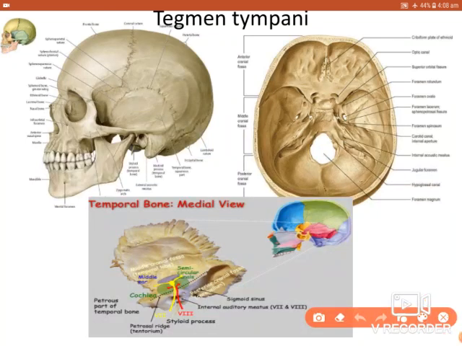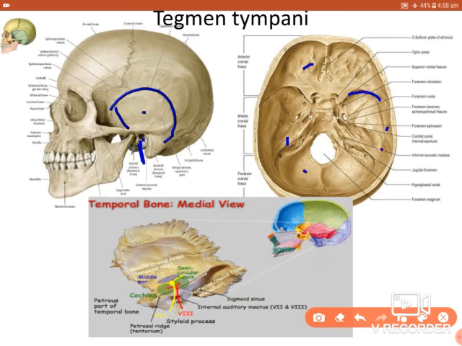Here in the skull lateral view, you can see this is the temporal bone. Here you can see this opening. This is the external acoustic meatus, that's the part of the external ear. This is the tympanic part of this temporal bone.